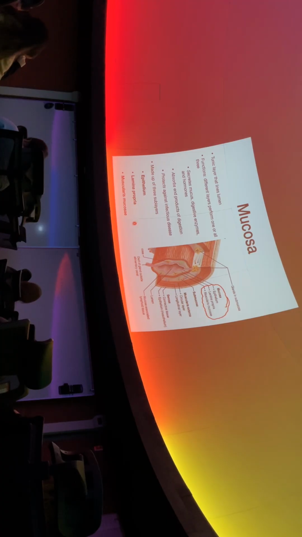Lamina propria, and then a muscularis mucosa. So the epithelium is that little pink bit right here, which is literally epithelial tissue. The lamina propria is connective tissue, which is where all of the glands are suspended. But remember, the glands are all going to be epithelial in origin. It's a very similar pattern to the epidermis and the dermis.